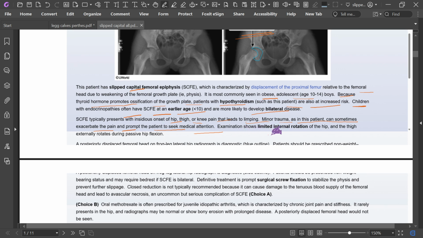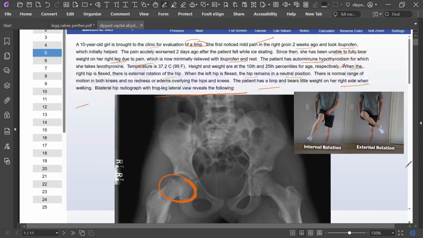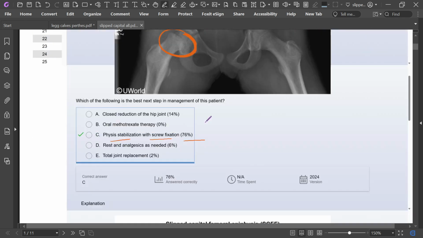Examination shows limited internal rotation of the hip and the thigh externally rotates during passive flexion. This one is very high yield. When the right hip is flexed, there is external rotation of the hip. If the left hip is flexed, it remains in the neutral position.